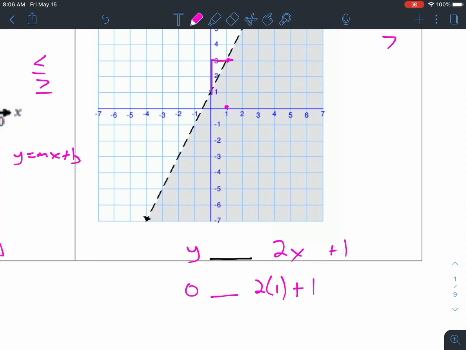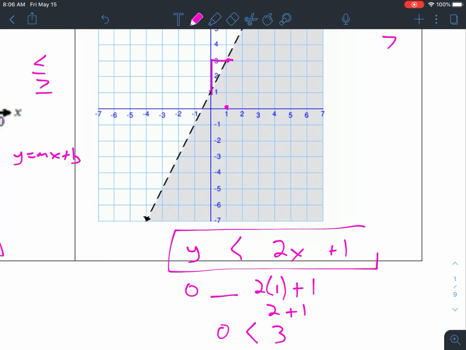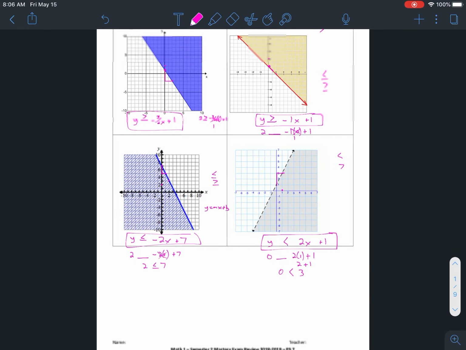So 2 times 1 gives you 2, plus 1 gives you 3. We know 3 is bigger than 0, so our sign has to face the 3. So that means y is less than 2x plus 1 is a true statement. That is all we have to do for that part there. Okay?